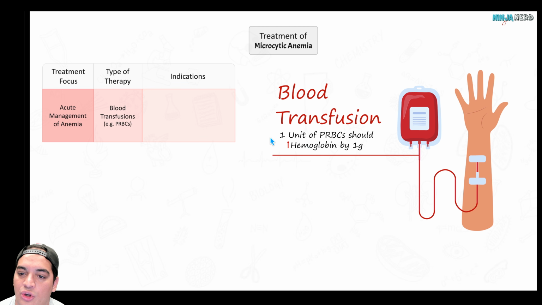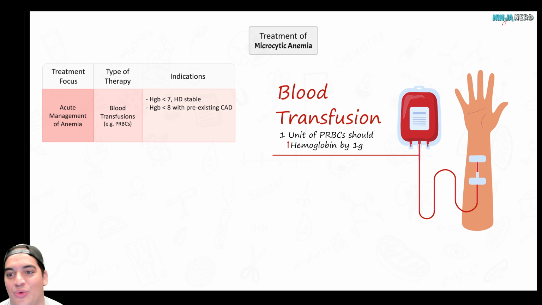For every 1 unit of packed red blood cells that you give a patient, it should increase the hemoglobin by 1 gram. So let's say that you have a patient who comes in and their hemoglobin is less than 7, they're hemodynamically stable. So they have a hemoglobin of 6. If I want to get their hemoglobin at least greater than or equal to 7, what do I give them? 1 unit, right? That's it, done. If I have a patient with a hemoglobin less than 8 and they have pre-existing coronary artery disease and they're somewhat symptomatic, I will give them what? Let's say that they have a hemoglobin of 6.2. What would I do? I would give them 2 units to get them to 8.2, to be greater than 8.